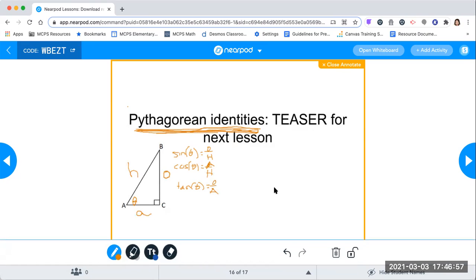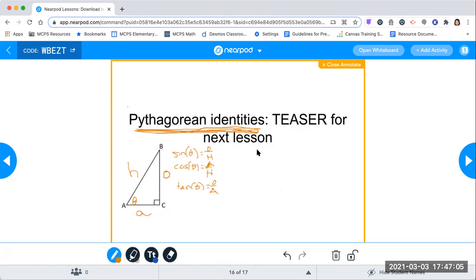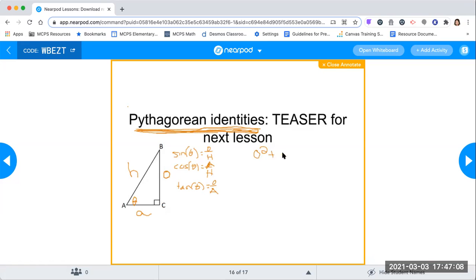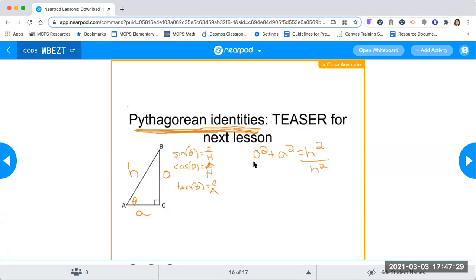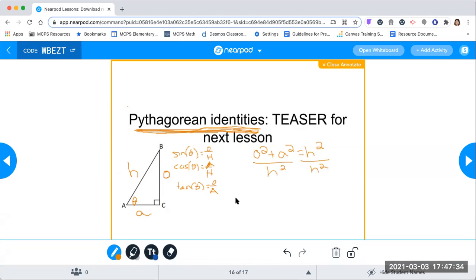So let me suggest that we think about this. So if we have the Pythagorean theorem, right, we know that O squared plus A squared equals H squared, right? Sometimes we use A, B, and C, sometimes we use X, Y, and R. It doesn't matter. The sum of the squares of the short sides equals the square of the hypotenuse, okay? And then what if we decided that we're going to divide everything in the equation by the hypotenuse squared, right? Just to see what happens.